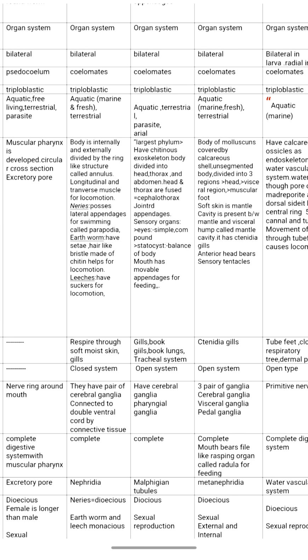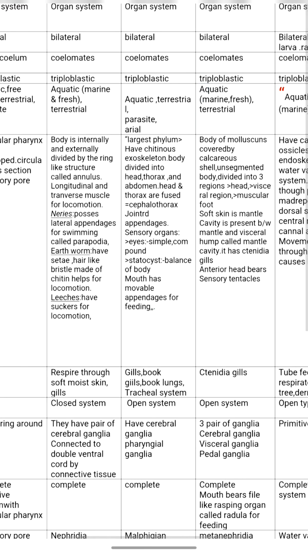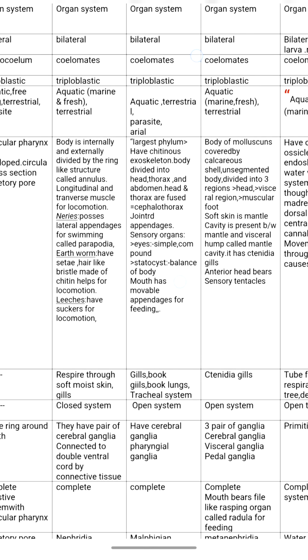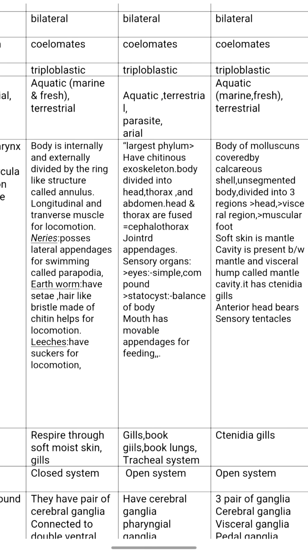Next, it's triploblastic, so coelomates, triploblastic, three layers. Aquatic, terrestrial and parasite, or aerial, because arthropoda is the largest phylum which includes all of the insects. Obviously aerial will be there. Sorry for the spelling mistake of aerial. And next is the largest phylum, as I've already said, and a very important point I am saying, just mark it: chitinous exoskeleton.